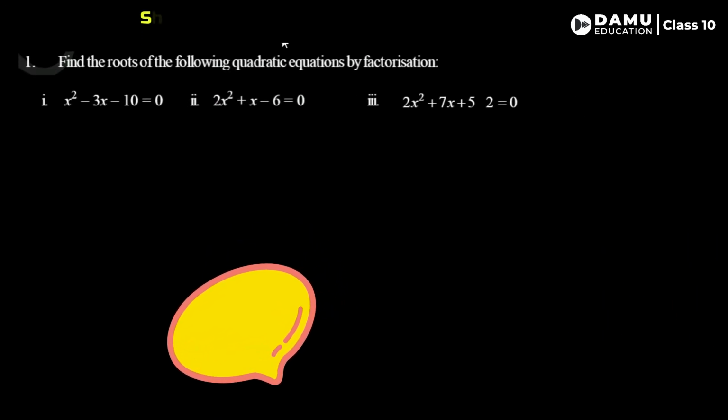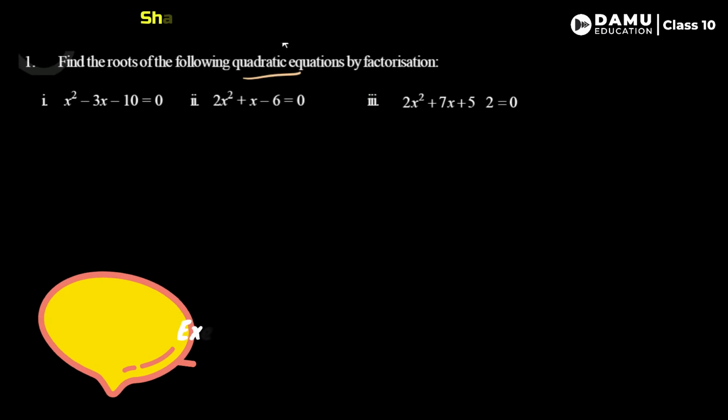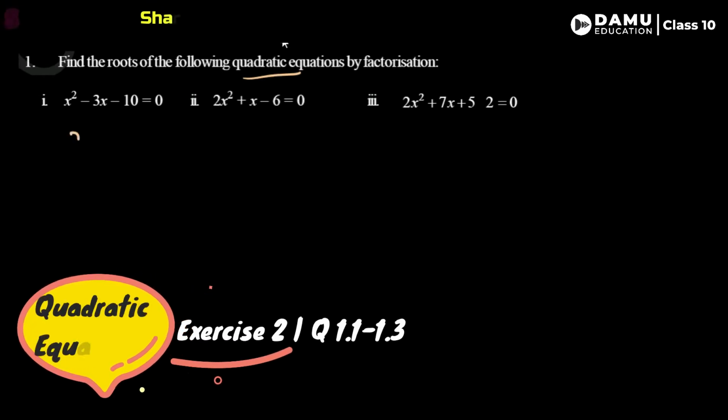So in this session, we are going to discuss the first question in our next exercise. Find the roots of the following quadratic equation by the factorization method. The first one: x square minus 3x minus 10 will be equal to 0. So we have to find the values of x.